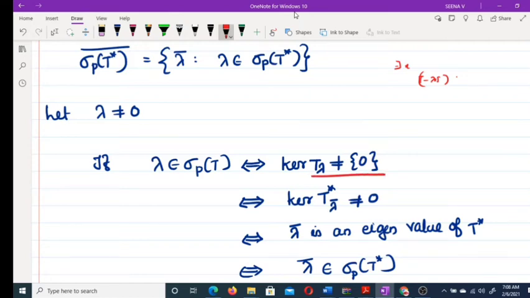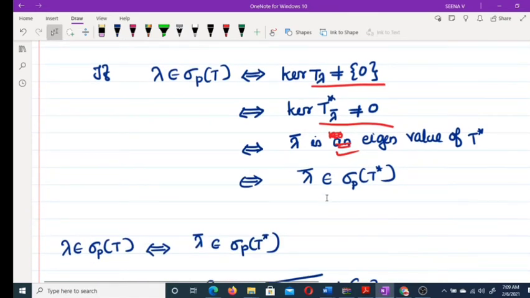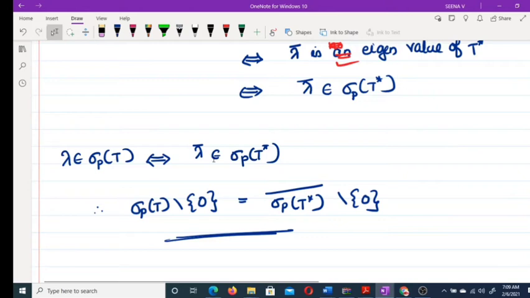So using our proposition 5.2.9 we get that this implies kernel T star lambda conjugate is not equal to 0. That means lambda conjugate is an eigenvalue of T star. This implies lambda conjugate belongs to sigma_p(T star). Therefore, lambda belongs to sigma_p(T) if and only if lambda conjugate belongs to sigma_p(T star). Therefore, sigma_p(T) minus the set {0} equals the conjugate of sigma_p(T star) minus the set {0}. Okay.